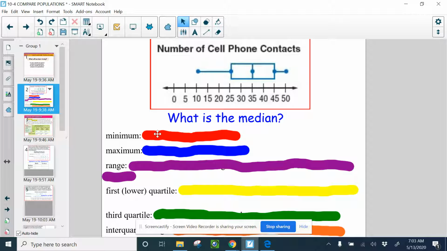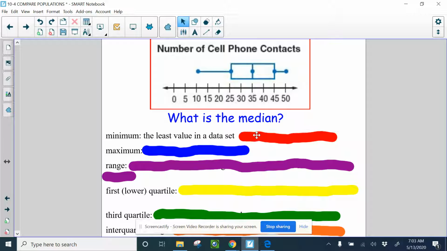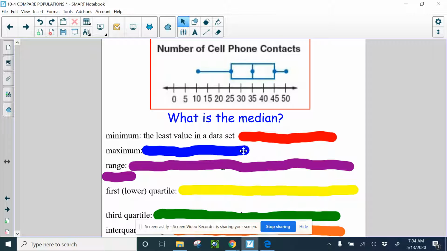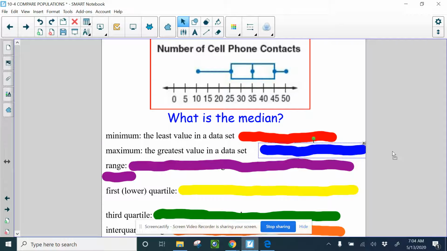So on here, we would have a minimum. And again, the minimum is going to be the least value in a data set. So for example, the minimum would be at 10. The maximum would be the greatest value in a data set. So in this one, the greatest value is going to be over here at 50. So the minimum and maximum are going to be where the dots are.